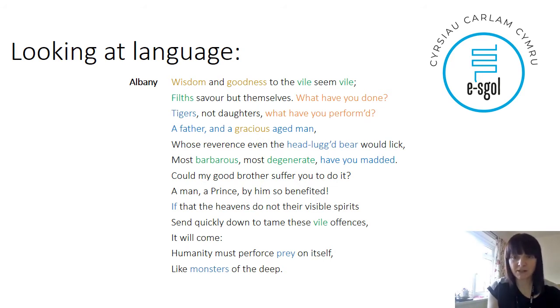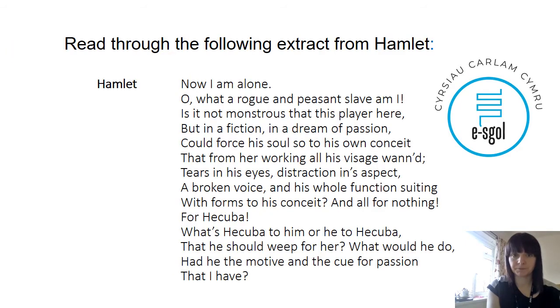But what's important is that you read, like I said, from the start of a sentence to the end of the punctuation mark. So, for example, "If that the heavens do not their visible spirits send quickly down to tame these vile offences." You have to read that as a line. Otherwise, if you're looking at it as a phrase standalone, it loses its impact, because obviously the line runs on there.